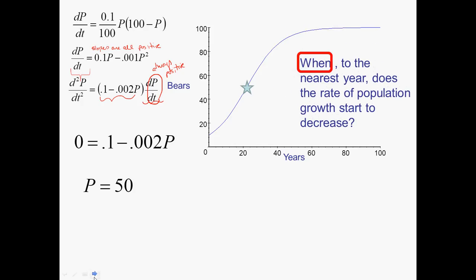Don't stop there. I bet you were wondering what that red box was for. The question was, when does the rate of the population growth start to decrease? Is this a when question? Is P a when question? No. Sadness.